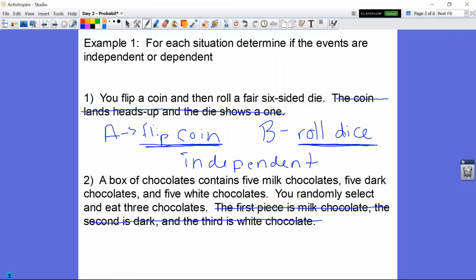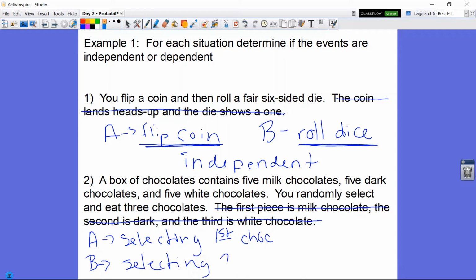So the events are: event A would be selecting the first chocolate. Event B would be selecting the second chocolate. And event C is selecting the third chocolate.